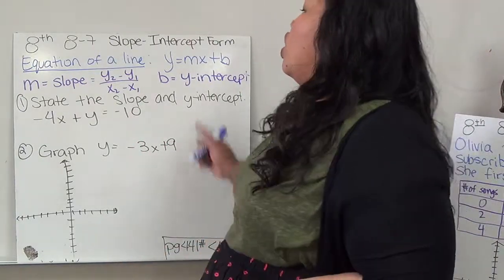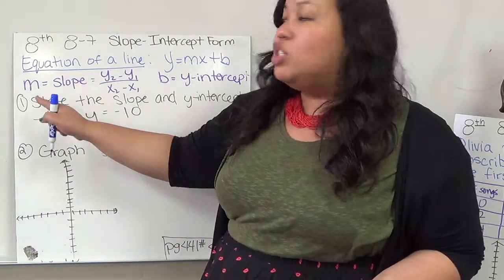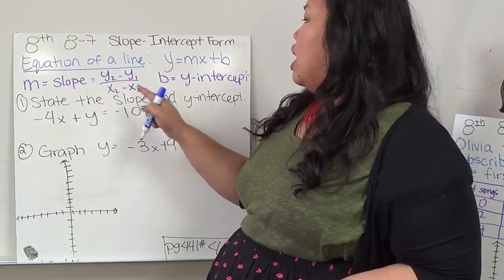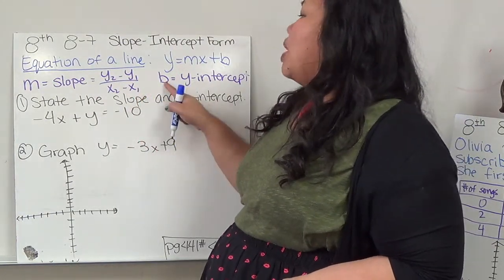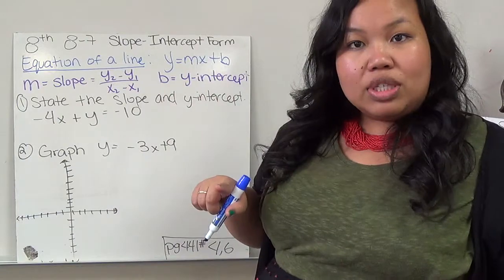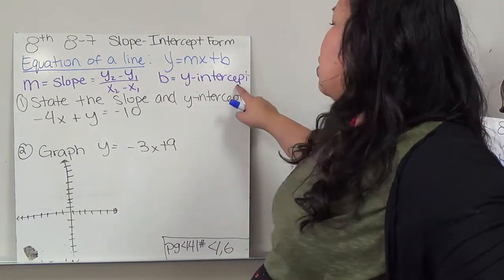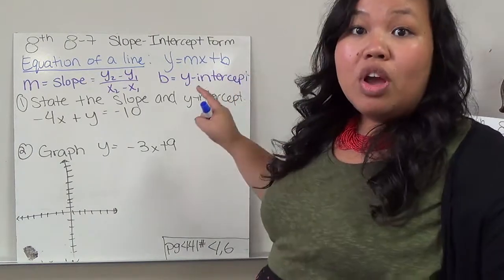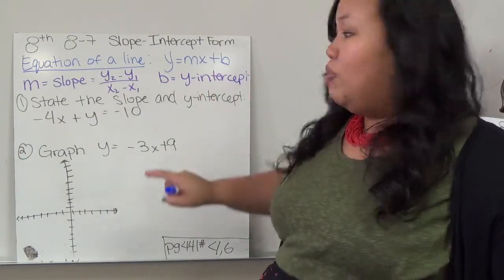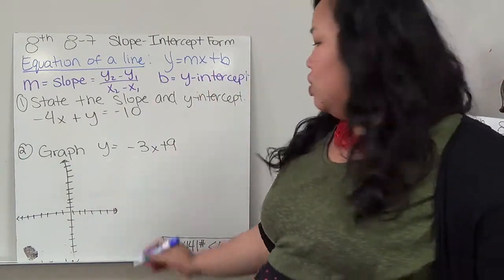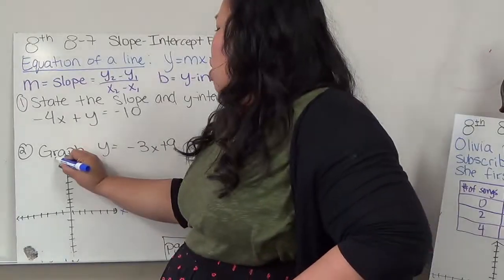Okay? We know this from the last section that to find a slope is y2 minus y1 over x2 minus x1. The b represents the y-intercept. I know they labeled it b. I don't know why actually. But it's supposed to represent the y-intercept. And you remember from section 8.3, an intercept is where it crosses the y-axis. So here's the x-axis, here's the y.